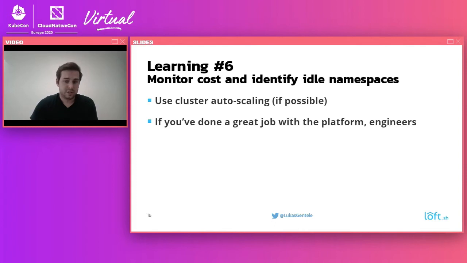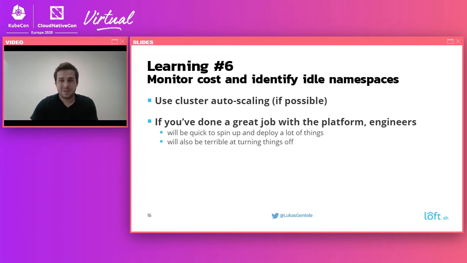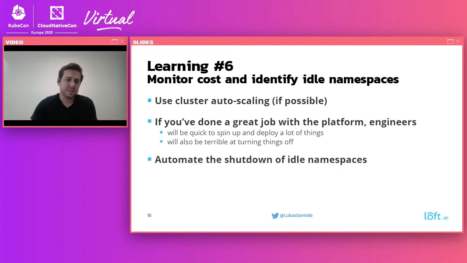If you've done a great job with your platform and the UX is great and engineers are actually using it, they'll be really quick to spin up and deploy a lot of things, right? But they'll be terrible at turning things off. So you should really try to automate the shutdown of idle namespaces or idle workloads in general.